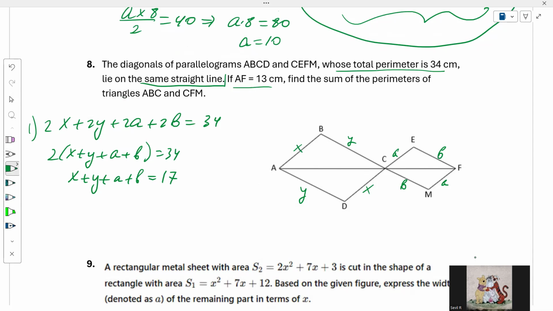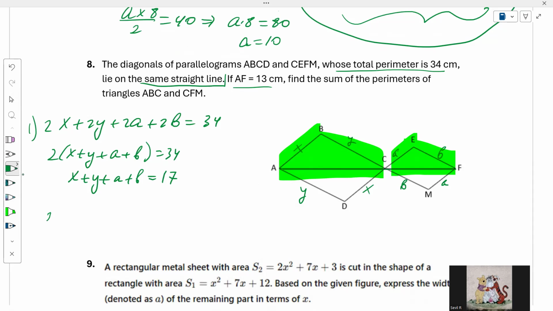If AF is 13, now here's the turning point. AF is 13. Find the sum of the perimeters of triangles ABC and CFM. Okay, ABC and CFM. The sum of perimeters of these triangles is what, guys?